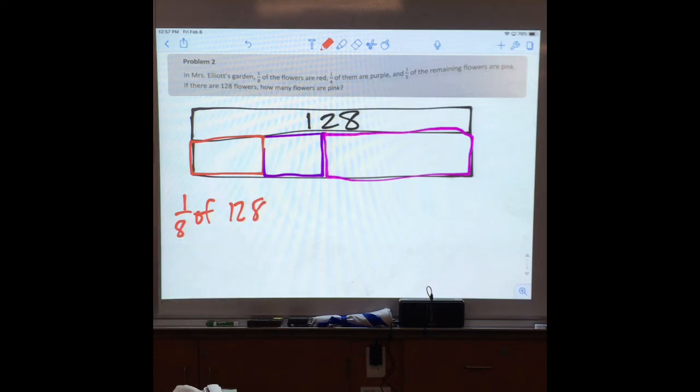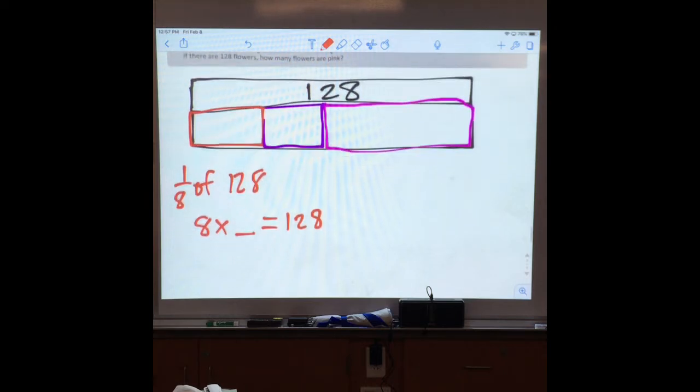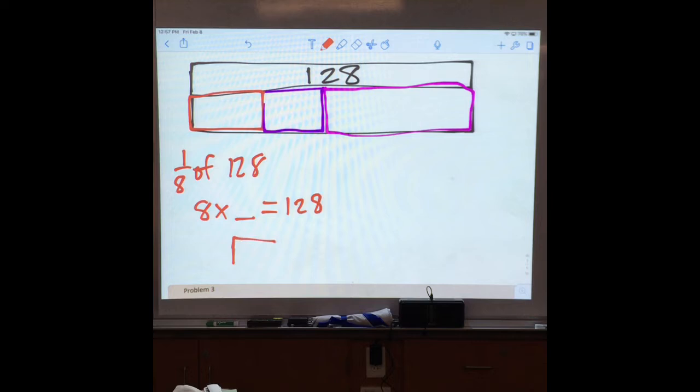Okay, so how would we do this? We could say 8 times what is 128? That might be a little big and hard for us, right? So what if we put our 128 in here, put our 8 outside? How many 8s are in 1? 0. How many 8s are in 12? 1. Leaves us with 4, right? Now we have 48. How many 8s are in 48? I hope you're saying 6.